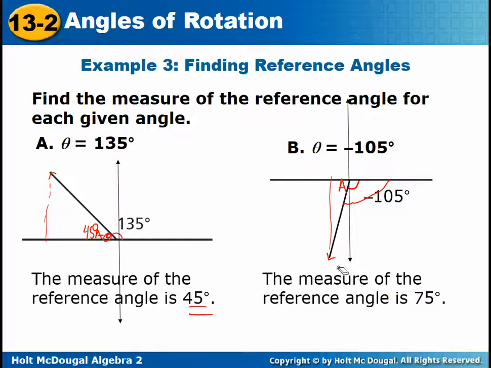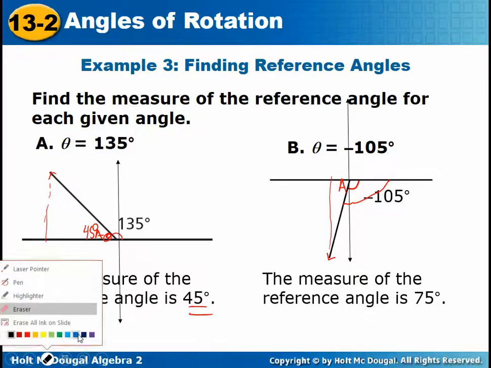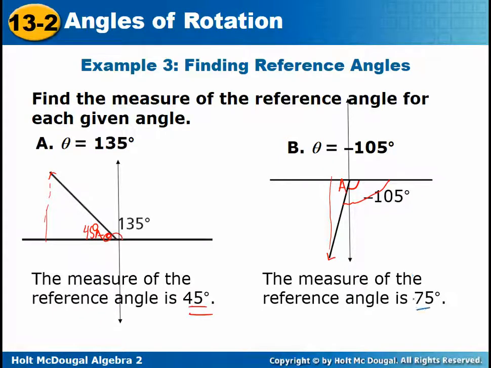Well, that would be pen. There we go. Okay, so 75. So if this is 75 and this is 105 from here to here, then 105 plus 75 is 180 from here to here.